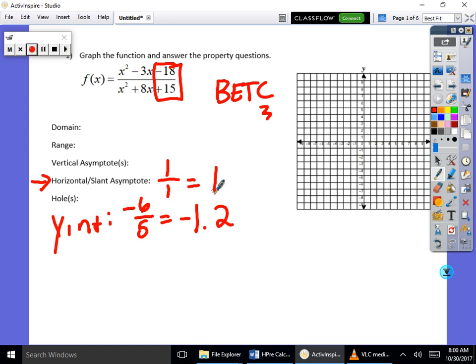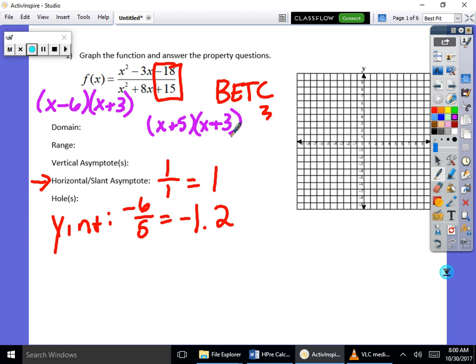Now I need to factor to see if I have holes or vertical asymptotes and to find my x-intercept. Even though those items aren't listed, you should go ahead and find them because it makes it easier to map the graph. Two numbers that multiply to negative 18 and subtract to make negative 3 would be 6 and negative 3... two numbers that multiply to 15 and add up to 8 would be 5 and 3. Now, I didn't write it as a fraction, sorry.